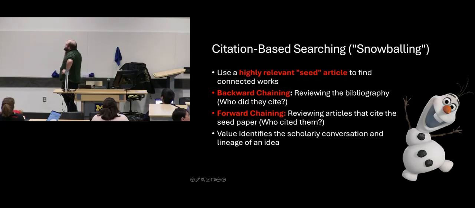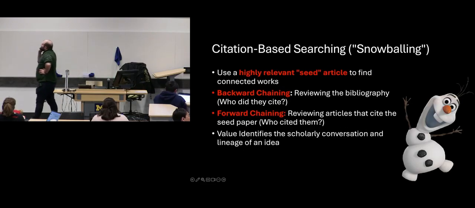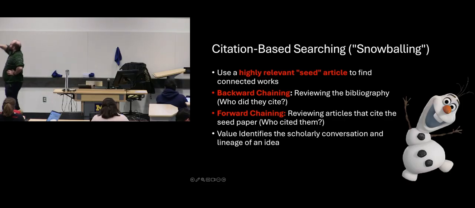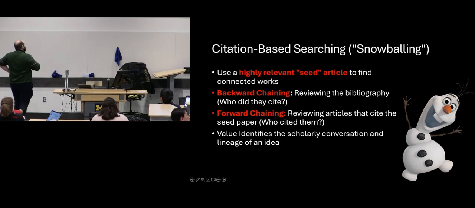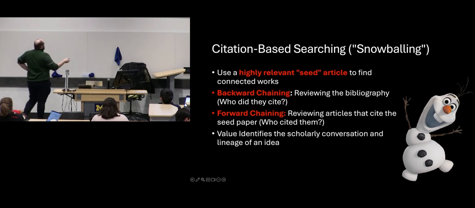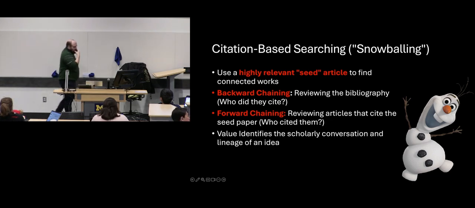Okay, so citation-based searching. This is sometimes called snowballing, where you find some highly relevant seed article. This is the thing that maybe inspired you to look into a particular research question. It's that main central paper that you found really interesting, and you want to see who did they cite, right? Backward chain it, and then you want to see who has been citing them, right? So you get an idea of the scholarly conversation and the lineage of ideas.